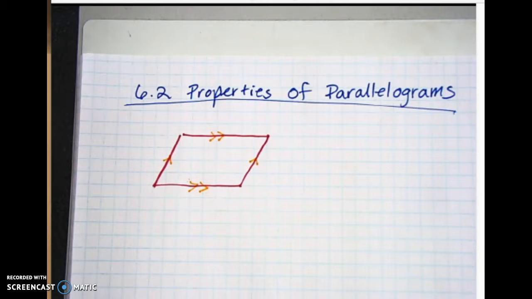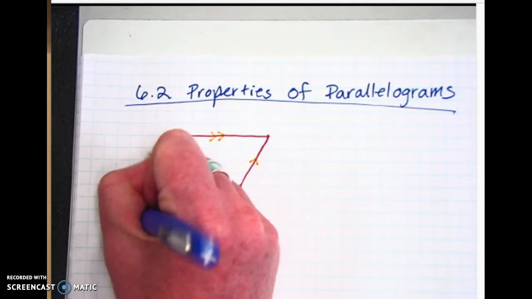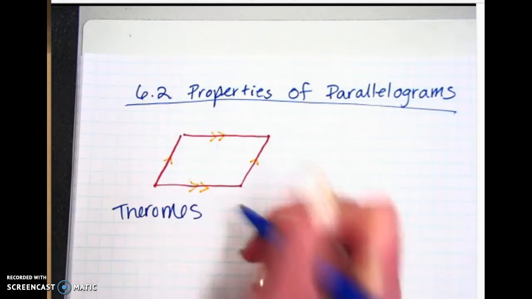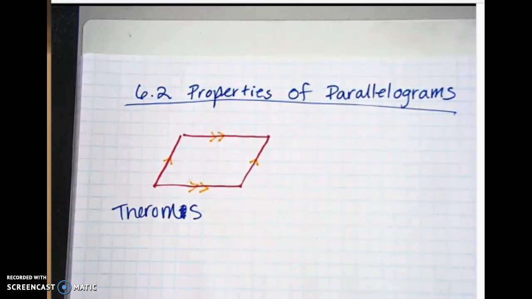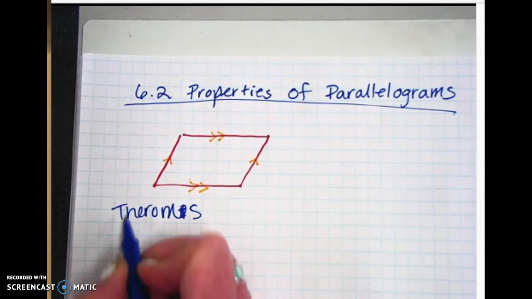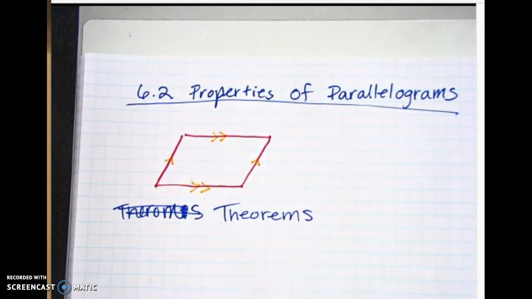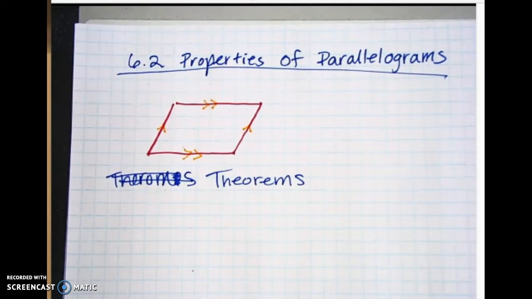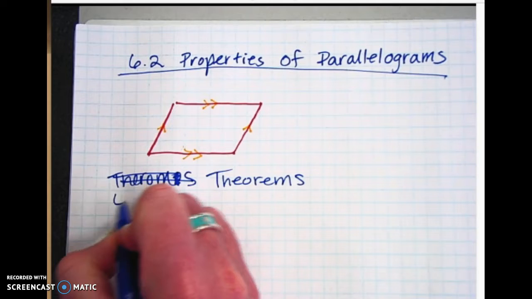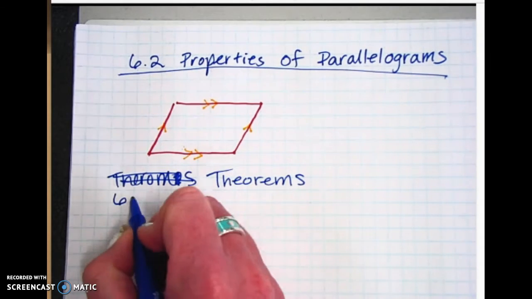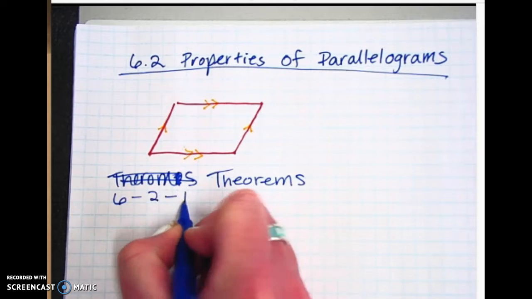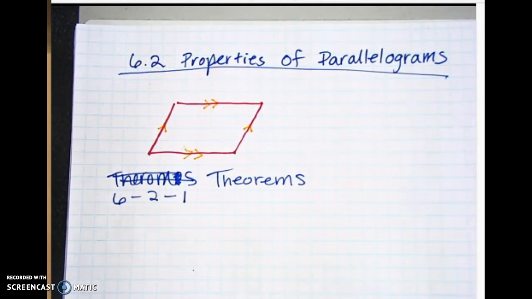Parallelograms have 4 theorems that we're going to talk about. Oops, there's no E right there. That does not look right. Let's try that again. Theorems. T-H-E-O-R-E-M-S. There we go. All right, let's get our spelling down today. The theorems in this book are numbered by chapter, so this is chapter 6, section 2, first theorem. They're kind of wordy, so I shortened them down for you, abbreviated them, okay?